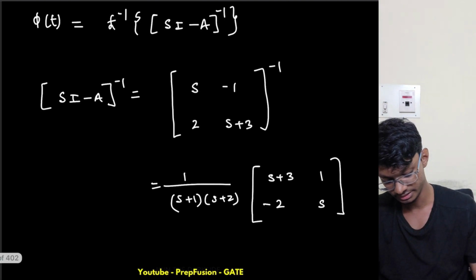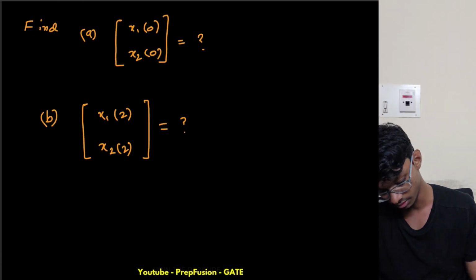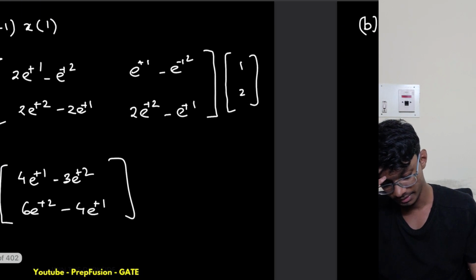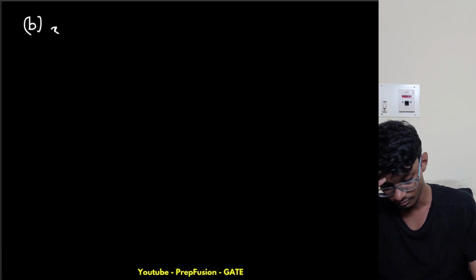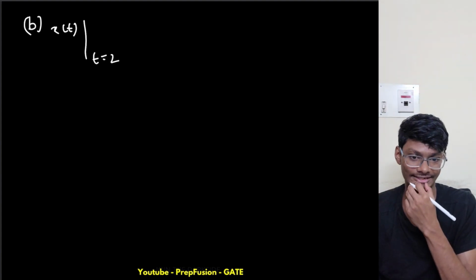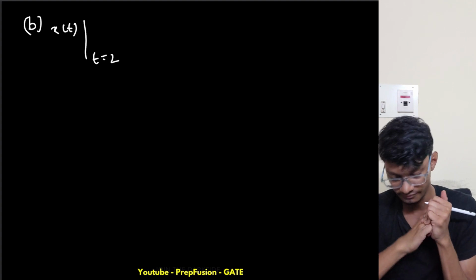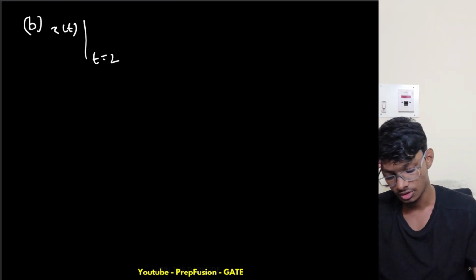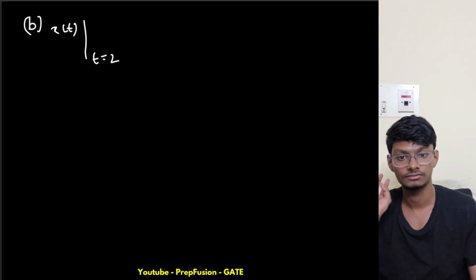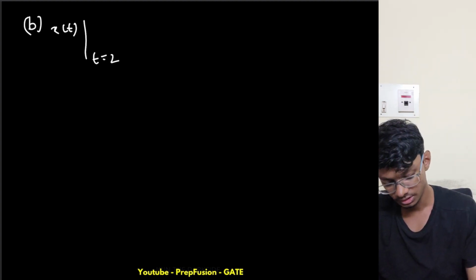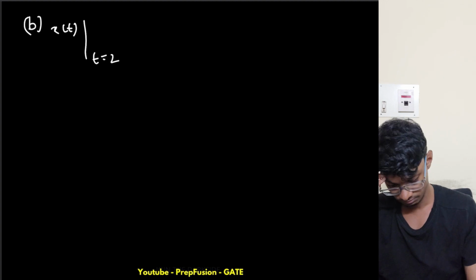What will be the second part of this question? The second part asks us to find x of 2. Either we can go from x of 0, since we know x of 0, and substitute phi of t directly from there, or we can use the fifth property. What does the fifth property tell us?